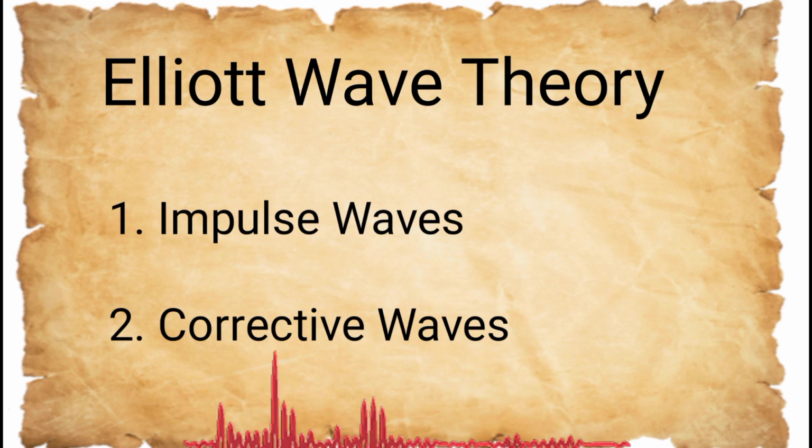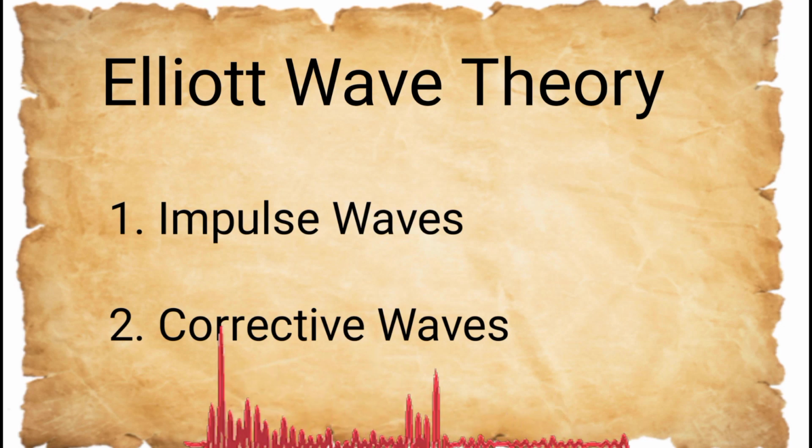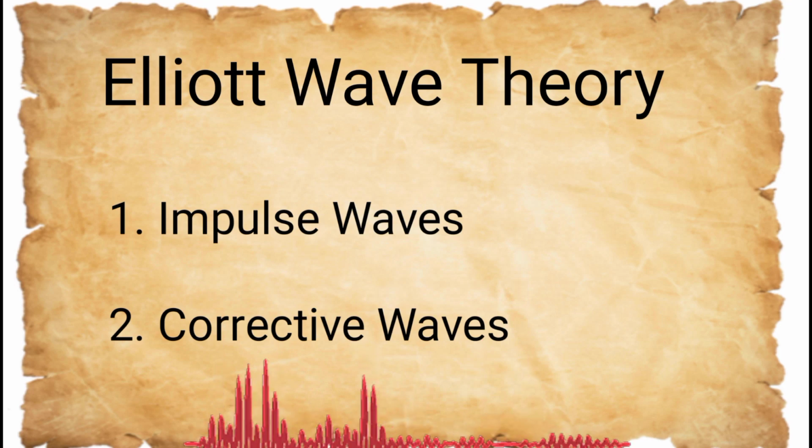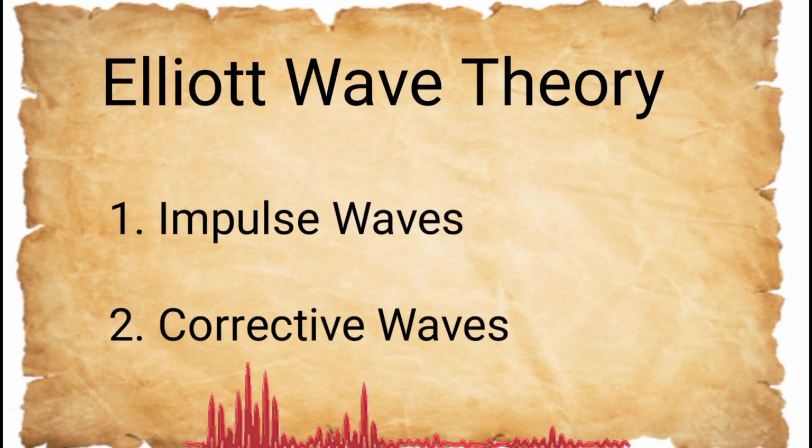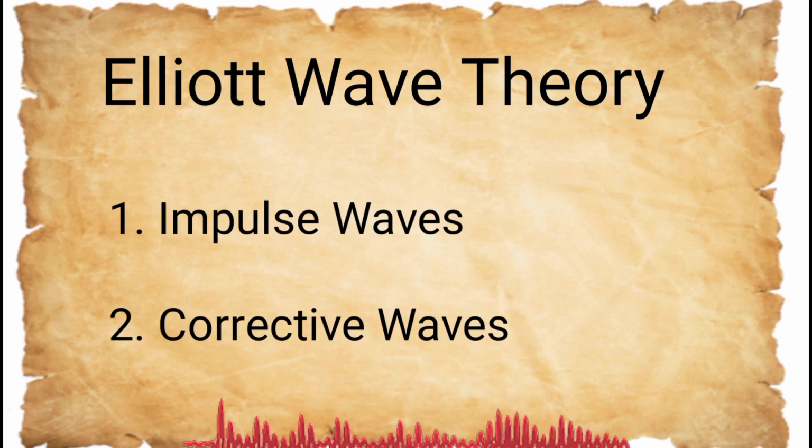How impulse and corrective waves shape market trends. At the core of Elliott wave theory lies the idea that markets move in cycles, driven by investor psychology. This movement is divided into two main types of waves. 1. Impulse waves. These are the dominant moves in the direction of the trend. 2. Corrective waves. These are the pullbacks that temporarily go against the main trend. Impulse waves can consist of 5 distinct waves.